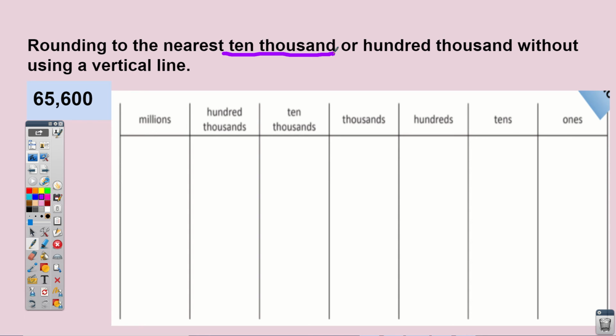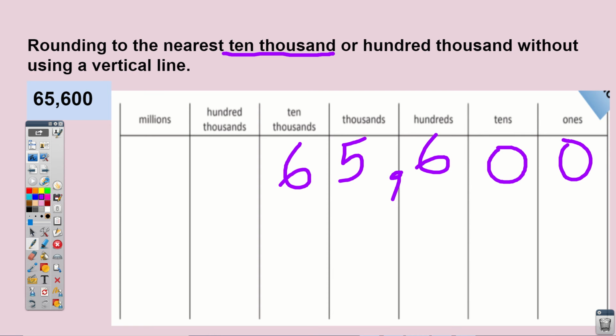I'm going to start by putting my digits in the ones and tens place, which are both zeros. Next, we have 6 in the hundreds place and a comma that separates our hundreds, tens, and ones from our thousands. We also have a 5 in the thousands spot and a 6 in the 10,000 spot. Next, we're going to underline the digit in the 10,000s place. That digit is 6. That means we need to circle the digit next door, which is 5.